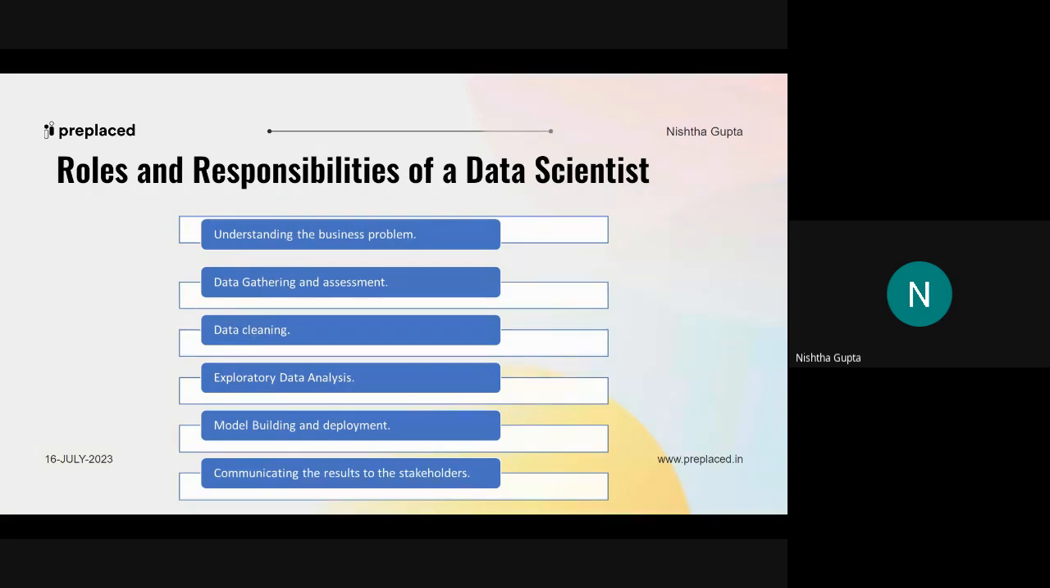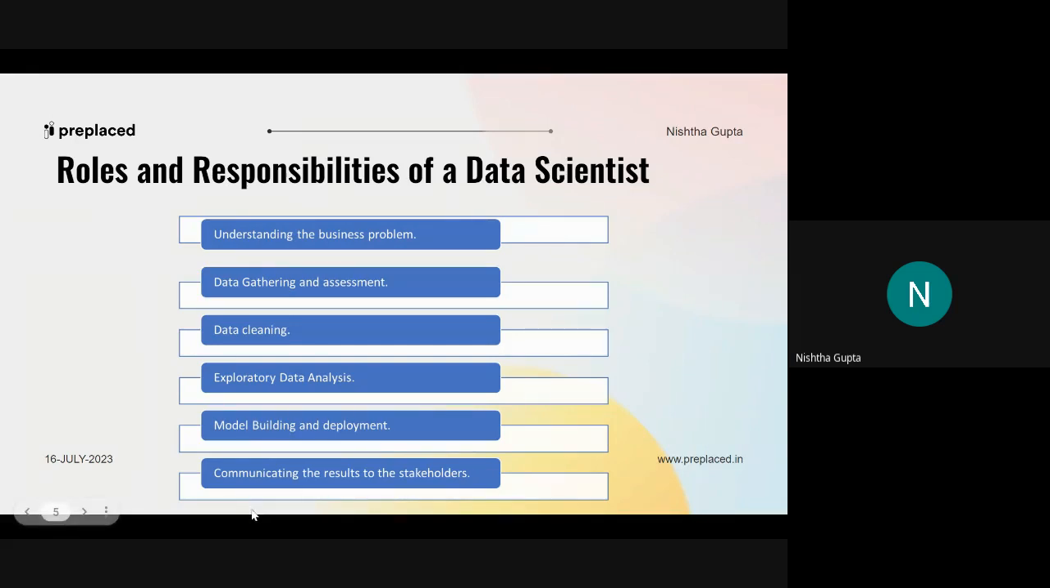Next we have model building and deployment. After we are done with the basic data analysis and creating the basic features, we actually build the model and deploy it to make it live for the stakeholders to see.